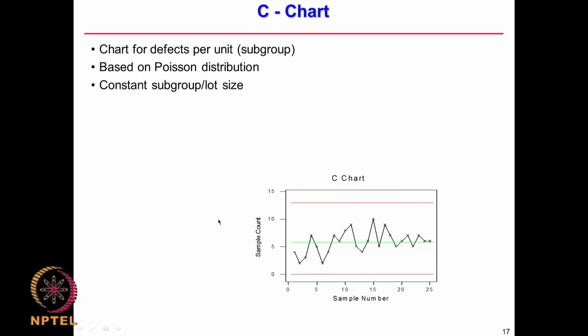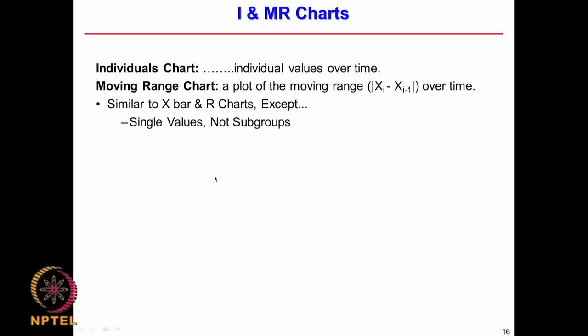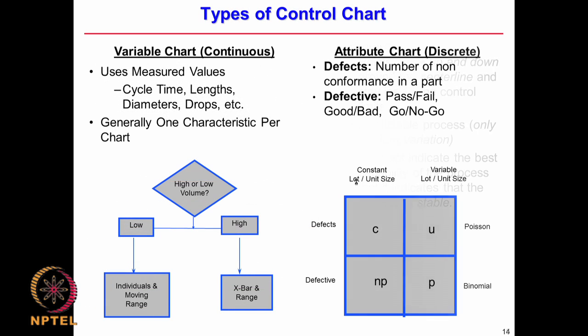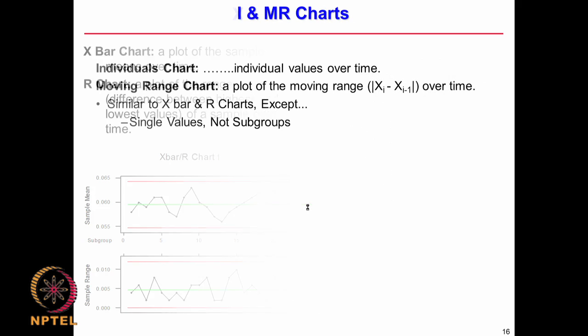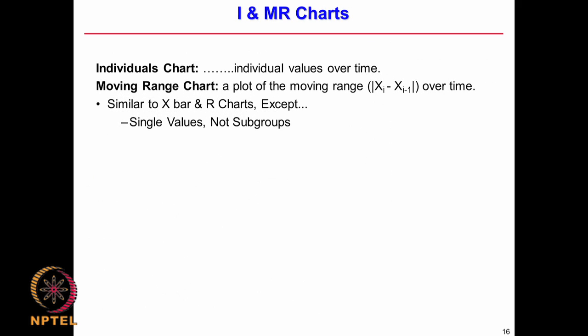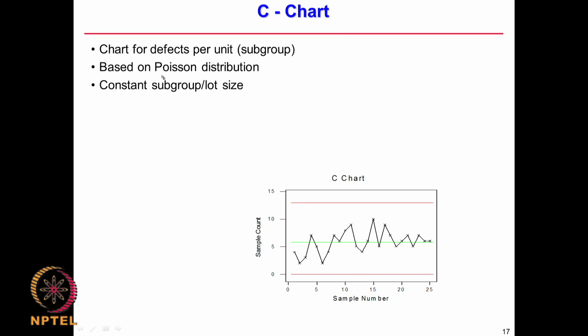Now, we have the C chart. This is the chart for defects per unit. Like I said, for the C chart, if you look at this figure, there is a constant lot size. I take, say, 10 samples and then I calculate the defects per unit. This is how it goes. Every set of samples I take, with a constant subgroup lot size, I calculate how many defects per unit.